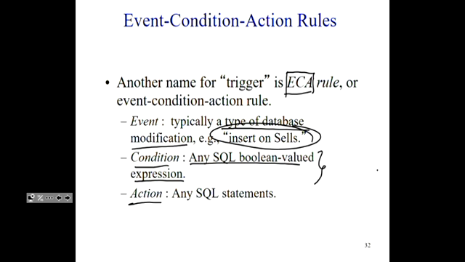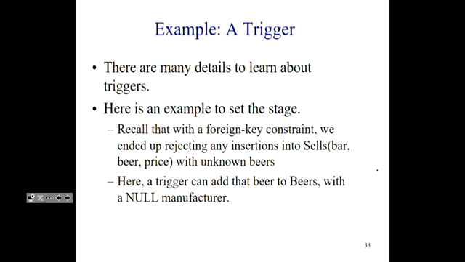There are many details to learn about triggers. Here's an example to set the stage, and the example is for this particular use case, which is the foreign key constraint. Remember that if I have an update or an insertion to Sells, then I'm rejecting that. A deletion or an update to Beers is fixed, right? It's fixed via set null or cascade. But a deletion, an insertion, or an update to Sells is rejected. That is the default behavior for foreign keys. There's no way to override that behavior.